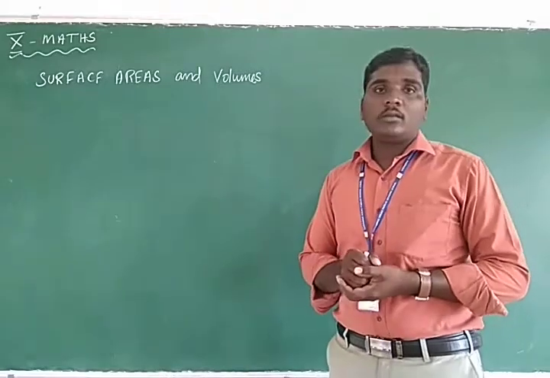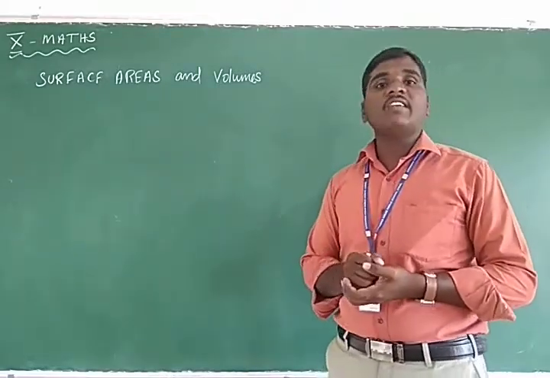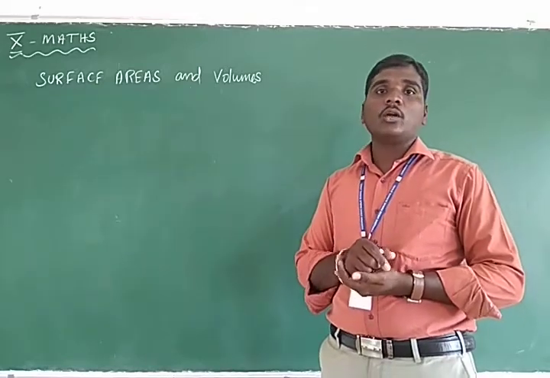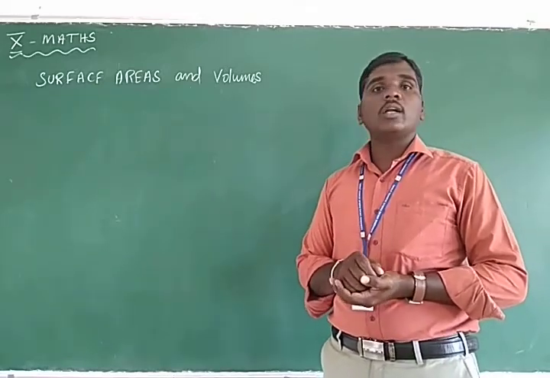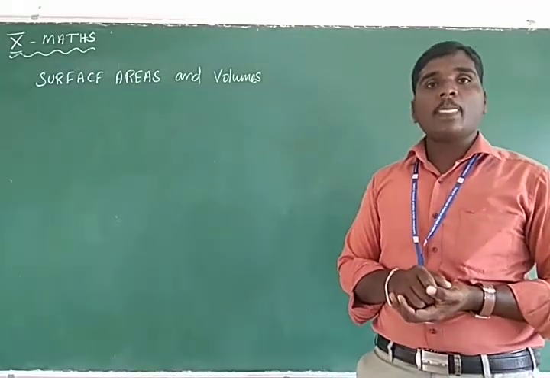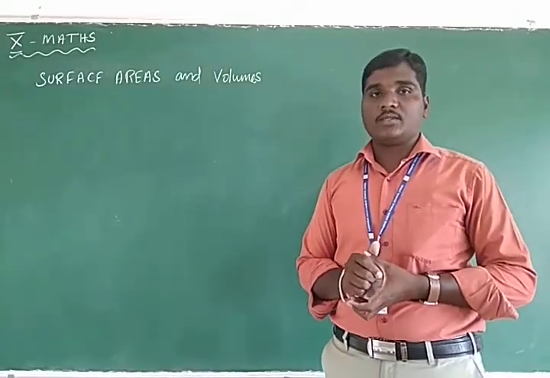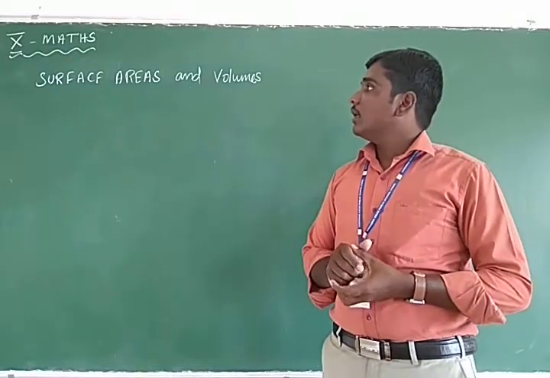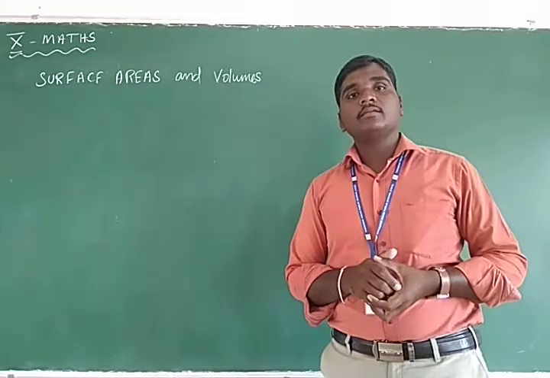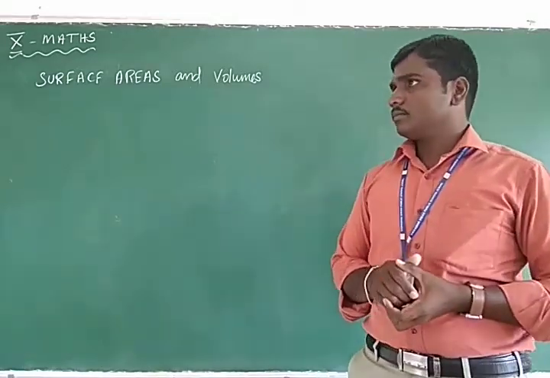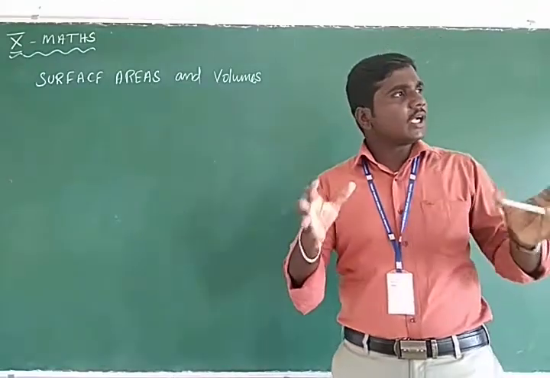In the chapter Surface Areas and Volumes, we have already completed one topic. Totally three topics are there. One topic already completed, that is surface area of a combination of solids. Now the next topic is related to volume. So first you understand the concept.